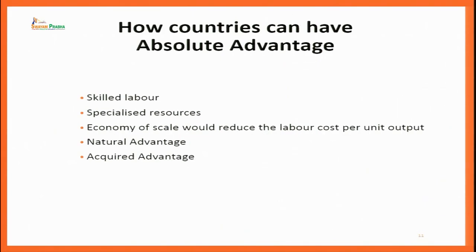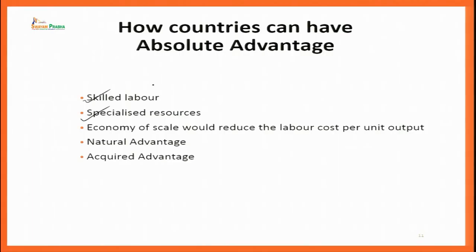Now, how can countries have absolute advantage? What are the parameters that are going to help a particular country gain certain absolute advantage? You must have skilled labor. Like in the case of Japan, we see that people are highly tech savvy. They can work more efficiently with new advanced technology. So that level of skill is available in Japan. Work related to technology and R&D can be easily done by the Japanese people.